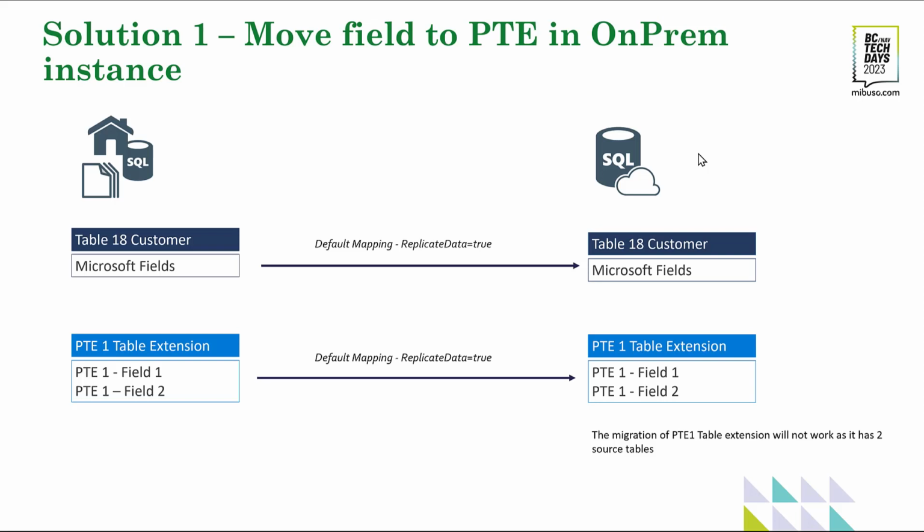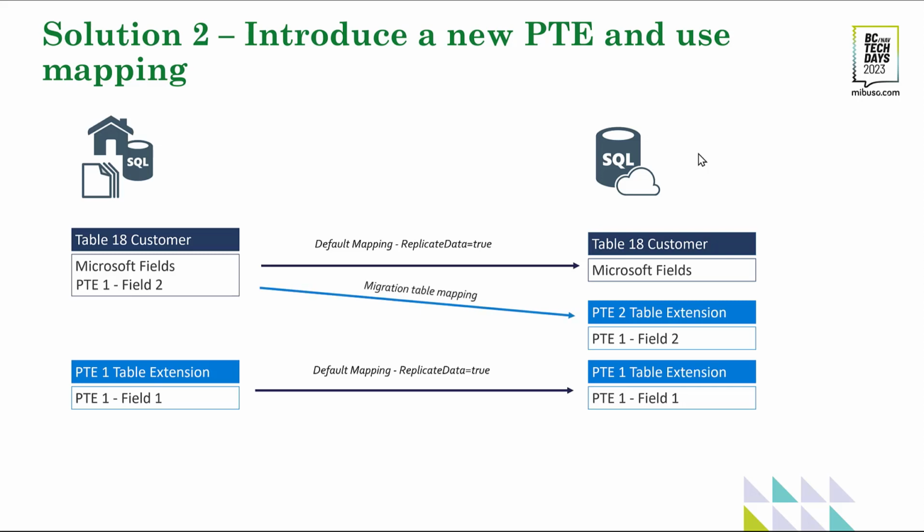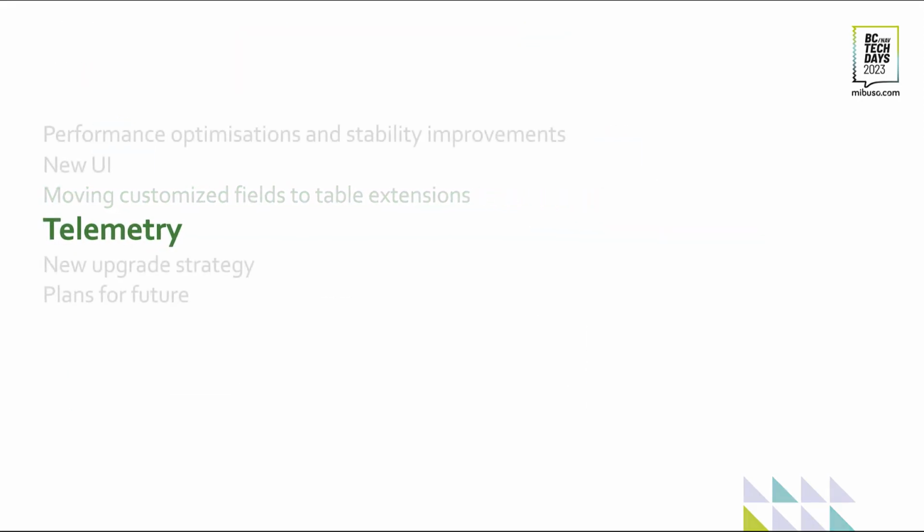If you would like to unblock this one, you can either move the field tool to the table extension on-prem, or you can introduce a new table extension and then define the migration table mapping. Most of the partners select solution 2 because it's easier for them, but you also have solution 1 in case you need to use it.